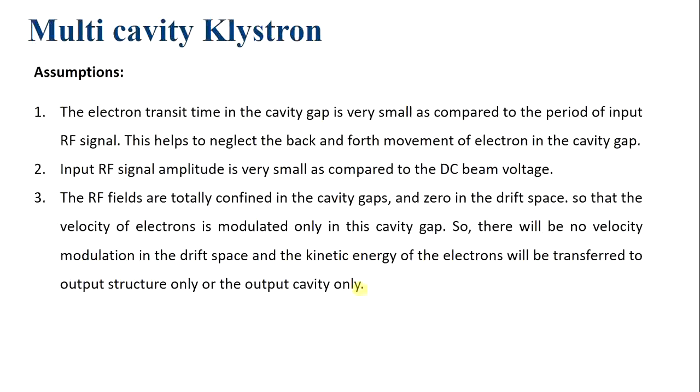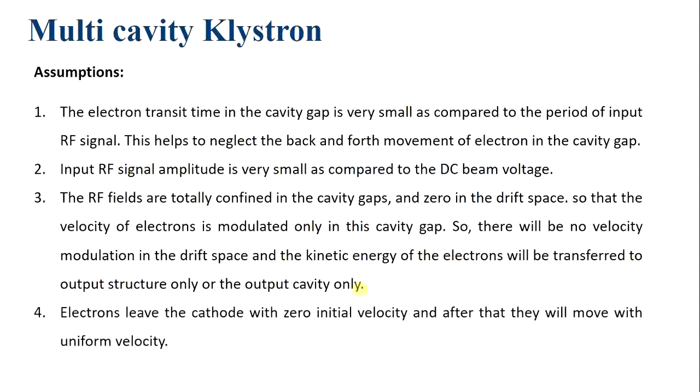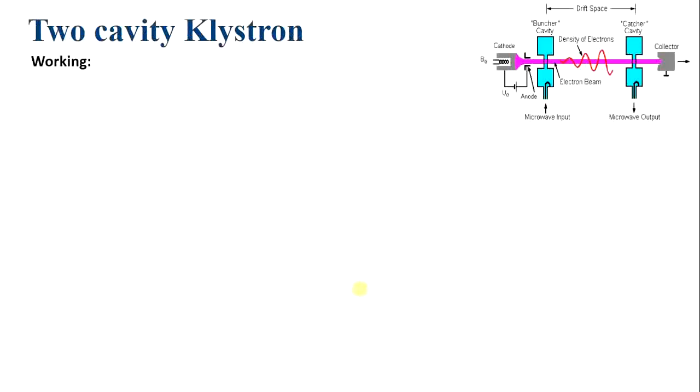So there will be no velocity modulation in the drift space, and the kinetic energy of the electrons will be transferred to the output structure only, or in the output cavity only. The fourth assumption is electrons leave the cathode with zero initial velocity, and after that they move with uniform velocity. And the last assumption is the effect of space charge is negligible. Let's see the working of the two cavity klystron.